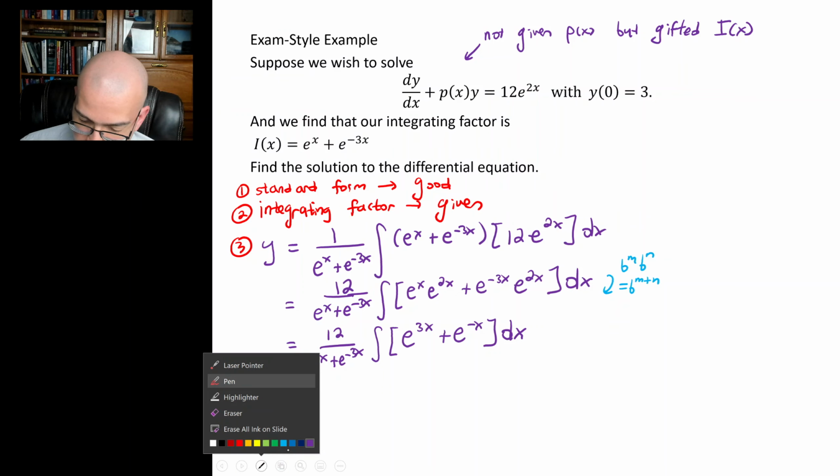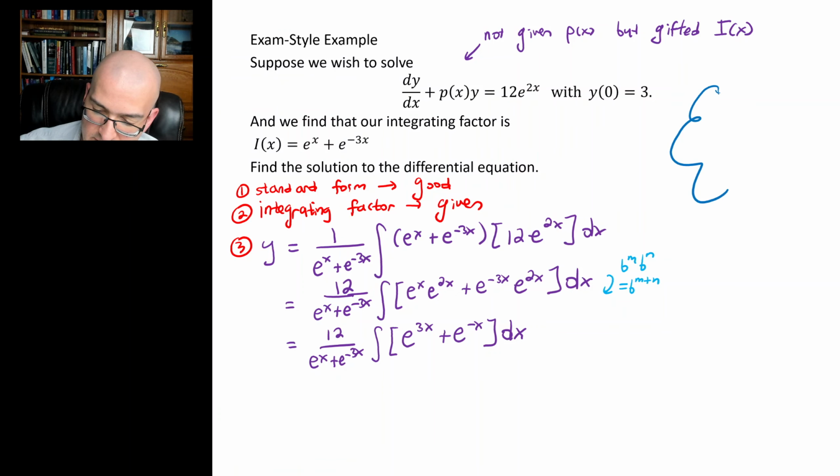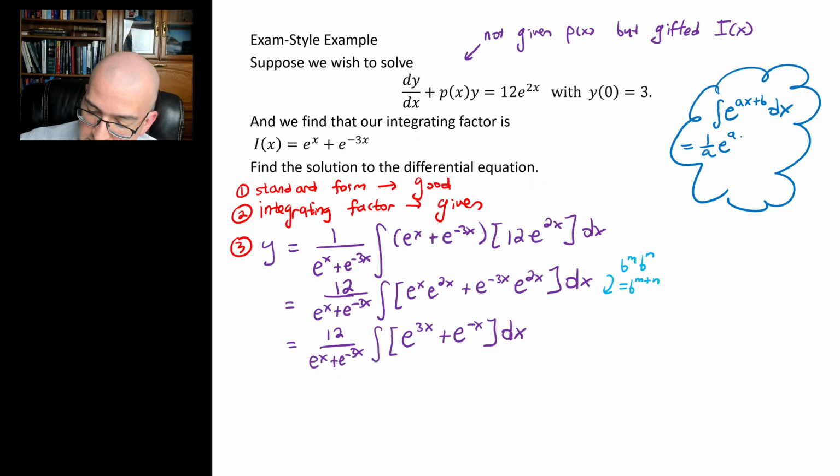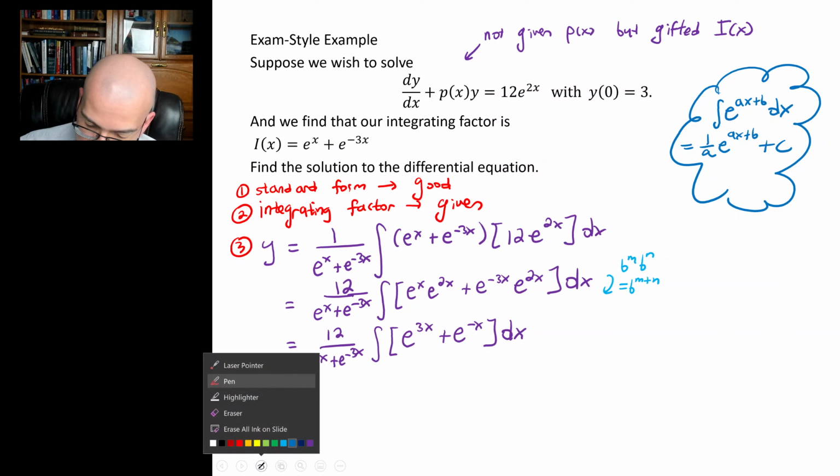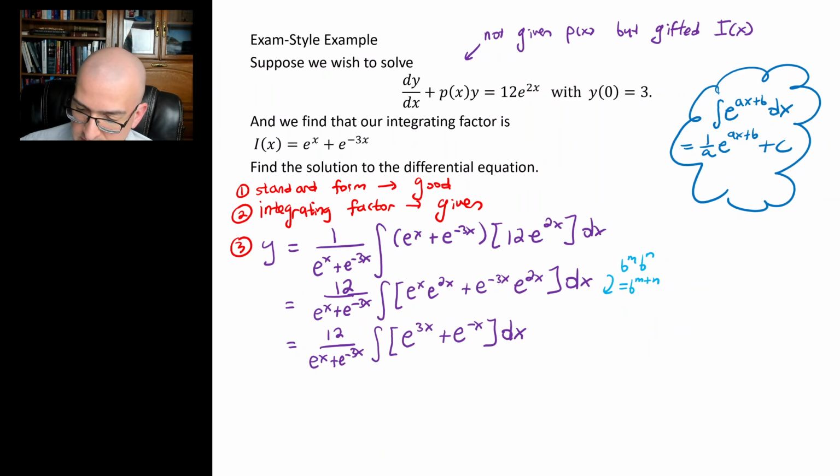And I'll use a little bit of a shortcut here for integrating those two pieces. I'm going to use the integral of e to the ax plus b is equal to 1 over a times e to the ax plus b plus c. And that's after using the substitution w is equal to ax plus b. It's a handy formula to have. It cuts down some time.